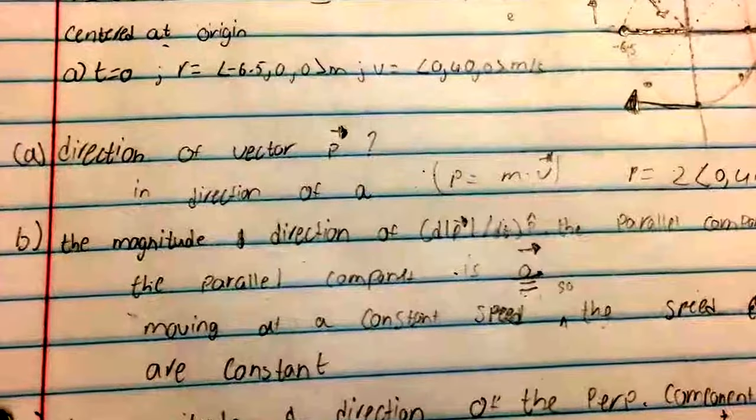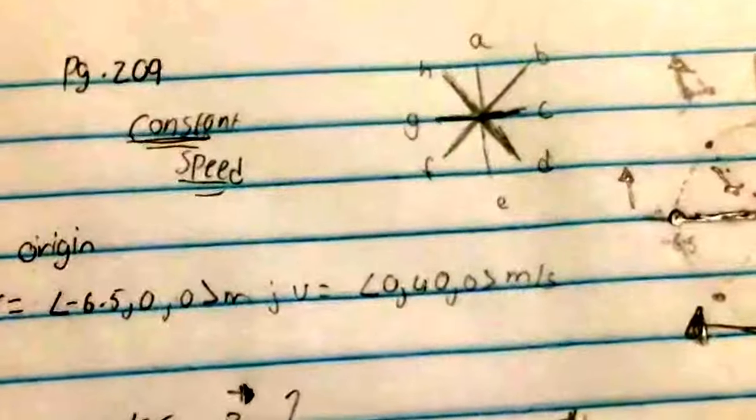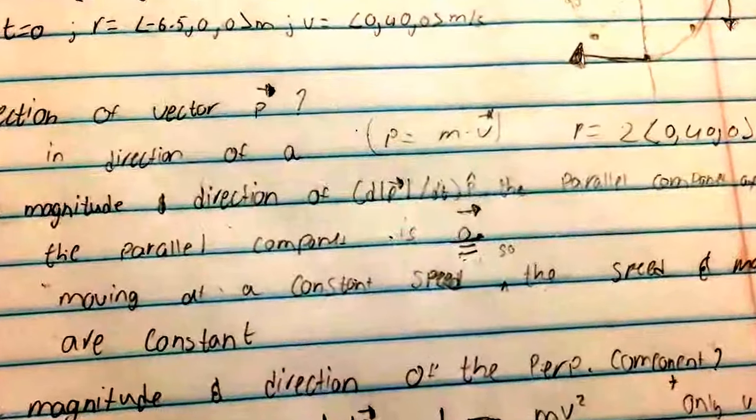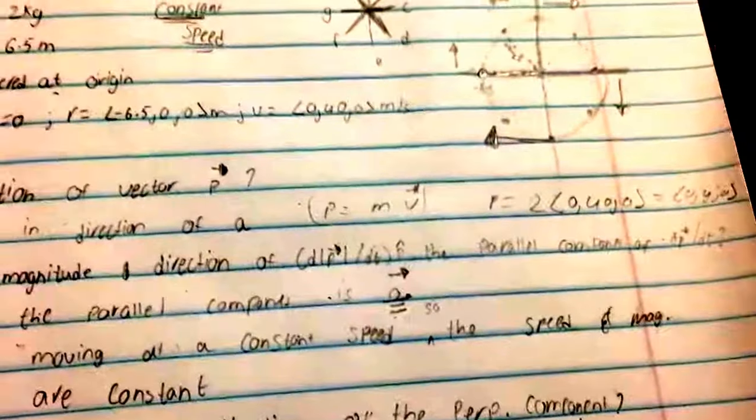The next question was asking the magnitude and direction of the parallel component. Well, because in this instance there's a constant speed, the speed and the magnitude are constant, and it would just be 0. Since it is a vector, the 0 is denoted by a vector symbol. So that was pretty straightforward.